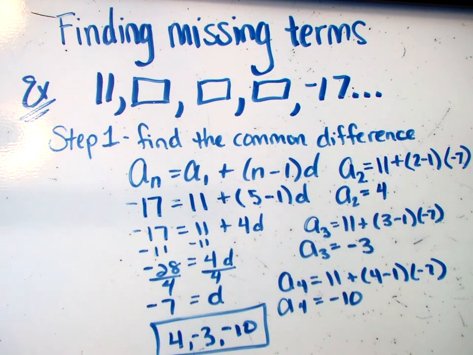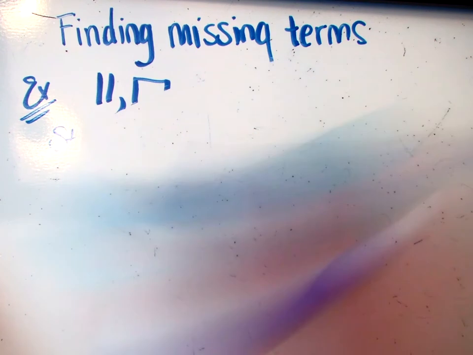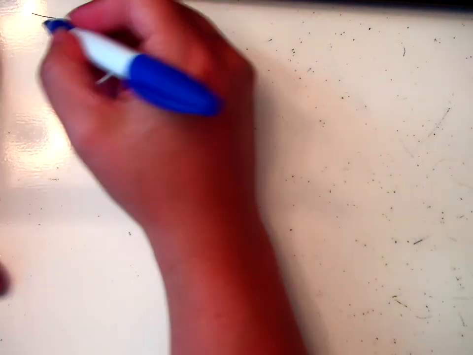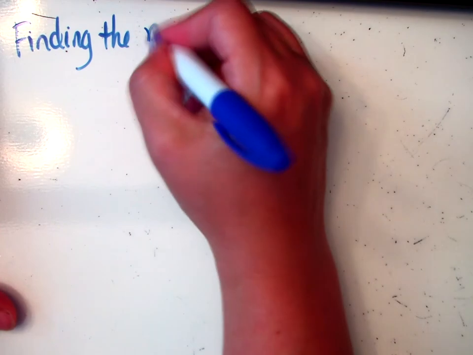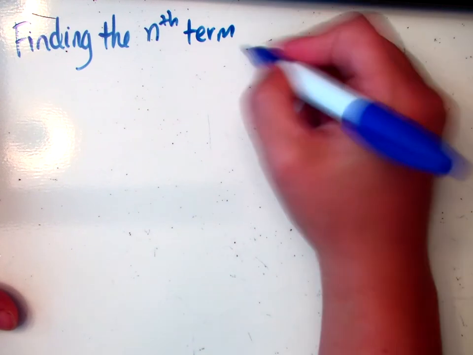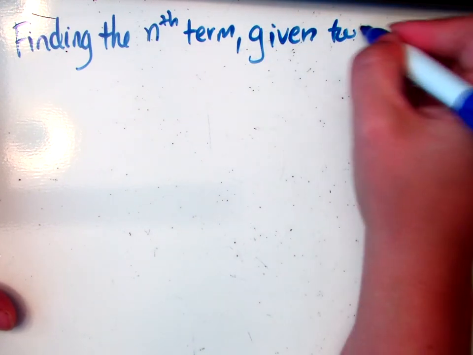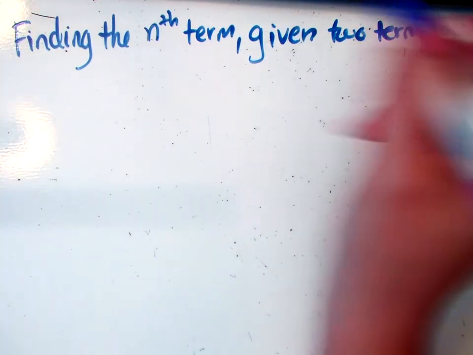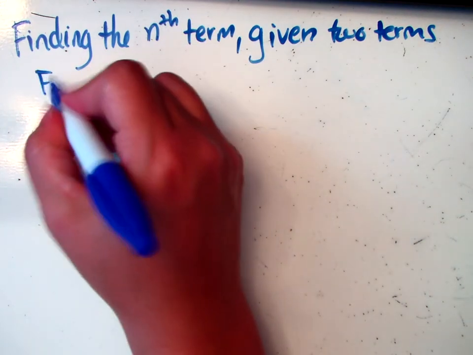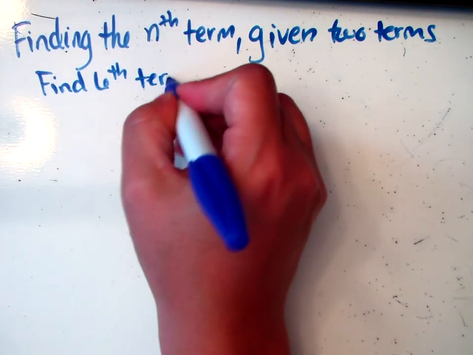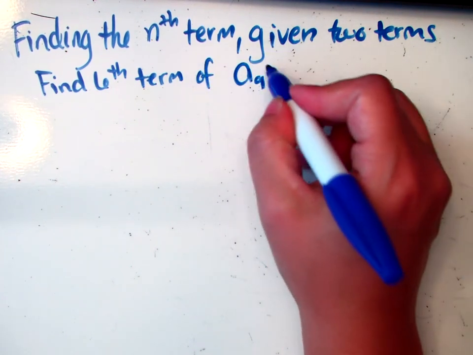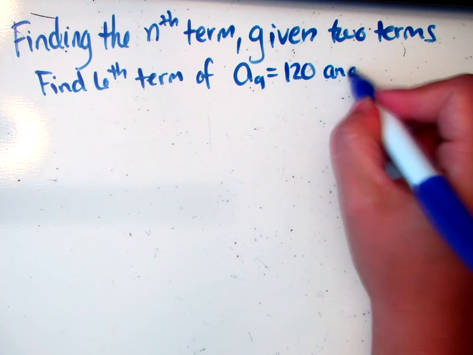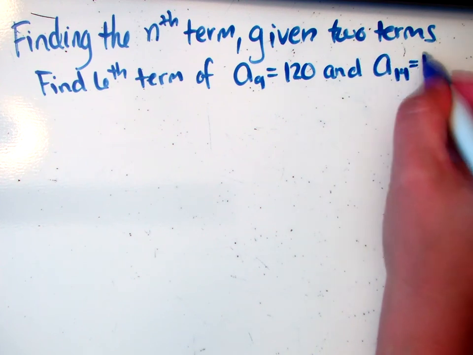All right, the next type of questions that they are going to ask us are going to be finding the nth term given 2 terms. Sorry, I said 10th. The nth term given 2 terms. Okay, so our example is find the 6th term of the arithmetic sequence, a sub 9 is 120, and a sub 14 is 195.